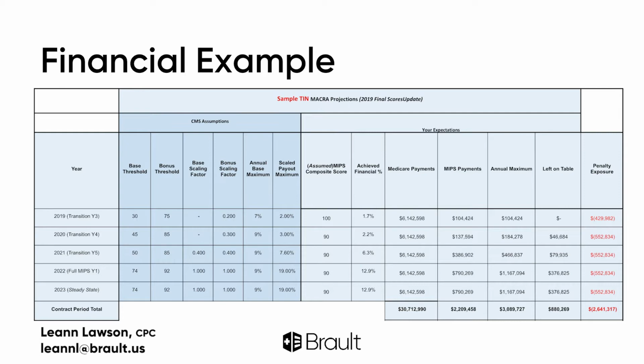but with your bonus threshold, you could receive 19% incentive given you have above a 92%. So 100 points, 100%, you could theoretically see 19% incentive in 2022. If we take a look and see at a 90 point composite score, let's keep it consistent across, we will have a 12.9% achieved financial percentage or incentive. And looking at our MIPS payments, it's $790,000. We still are leaving that percentage on the table, though. We're leaving about $376,000 on that table.